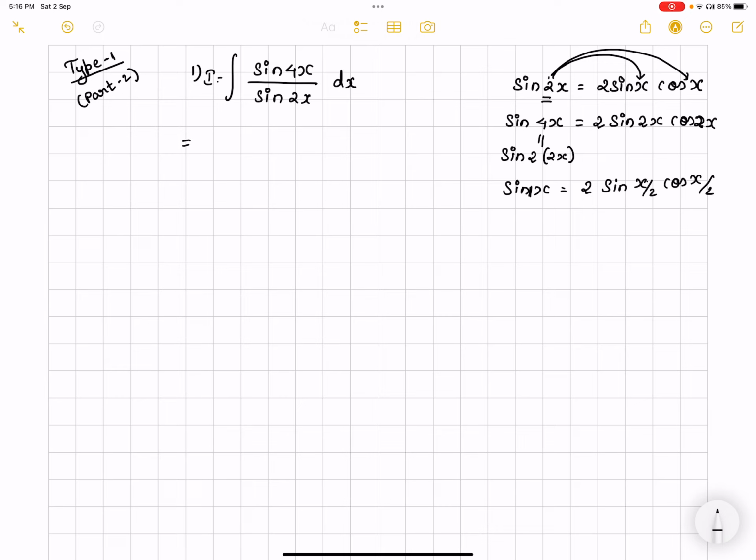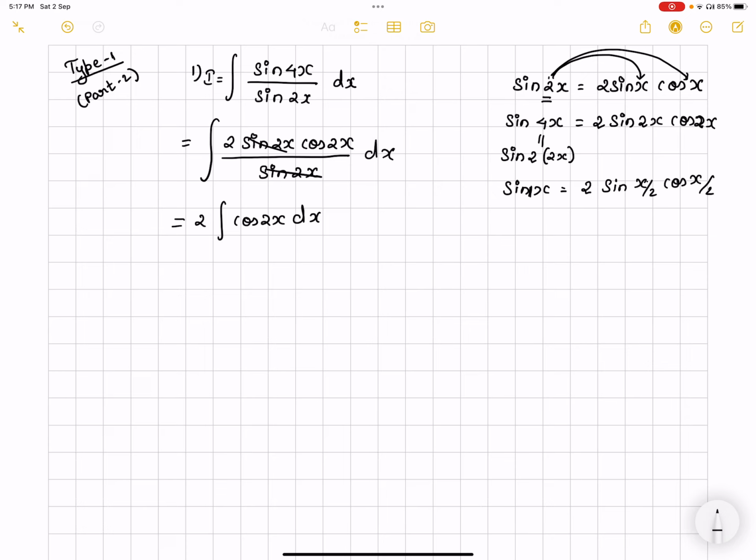I'm considering this as I is equal to, here sine 4x, I can write the sine 4x as 2 times sine 2x cos 2x divided by sine 2x. No need to split the denominator. Since I find my numerator already in the format of sine 2x, both of them would be getting cancelled. 2 is a constant which comes out and we have cos 2x to integrate.